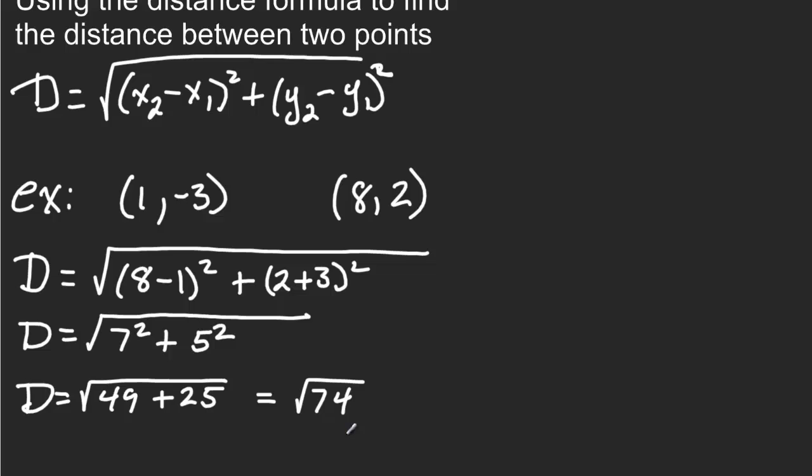Now, the square root of 74 probably could be reduced and simplified. Let me think. 2 and 37. No, I don't think it actually can. So we're just going to leave it right there. And for this course, we're not worried so much about simplifying things, so it's okay to leave it. So let's look at one more quick example.